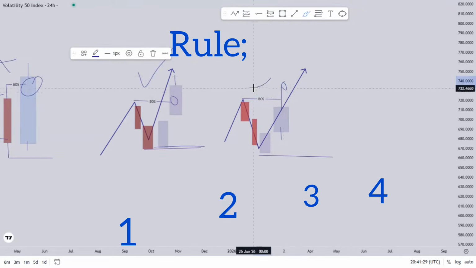Here, we don't consider a wick as a break of structure. Whenever we see a candle wick above, then close back inside of this particular range, this is not a valid break of structure. Therefore, this is not a valid what? Pullback. Are we all together?